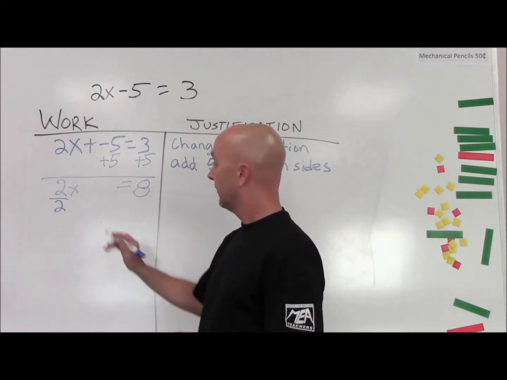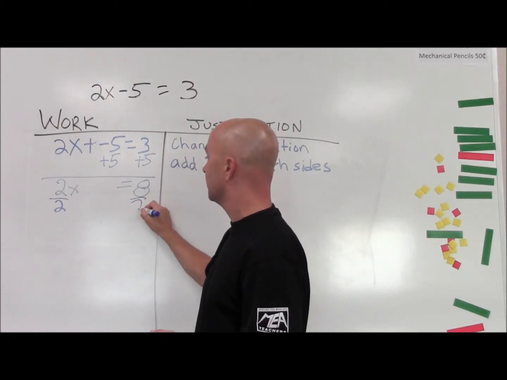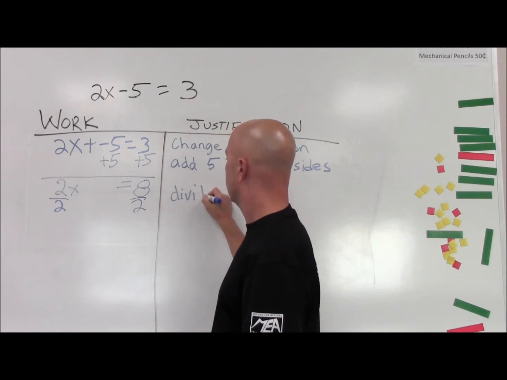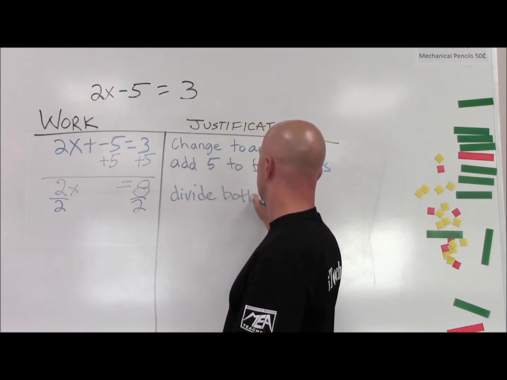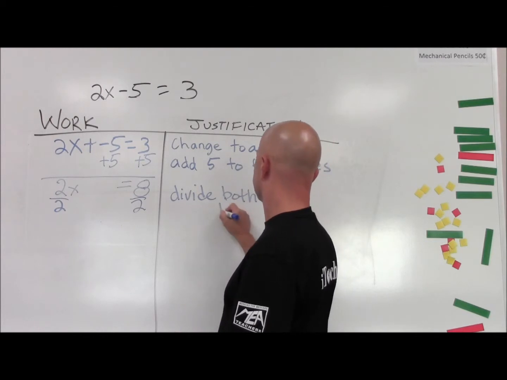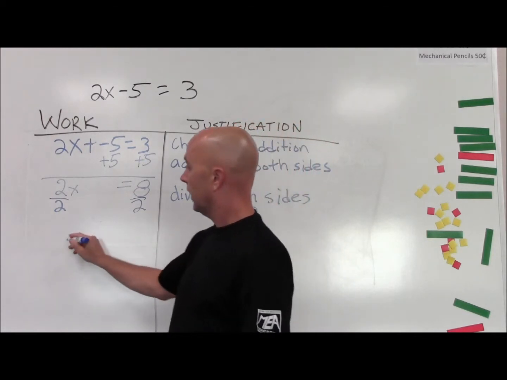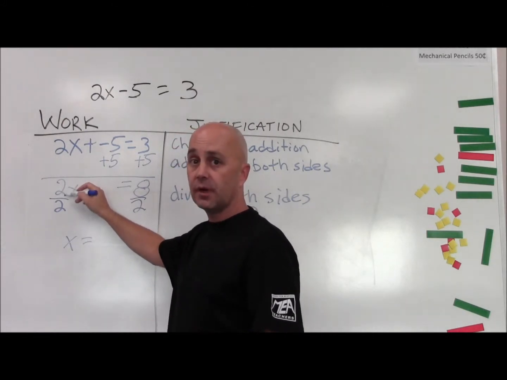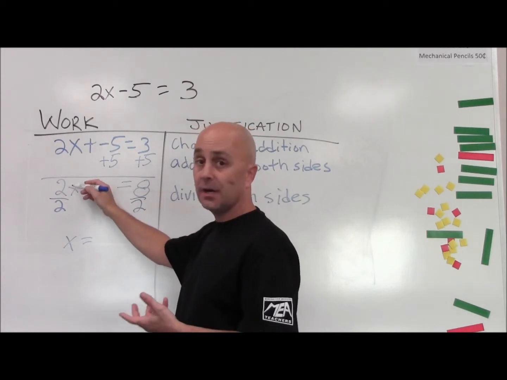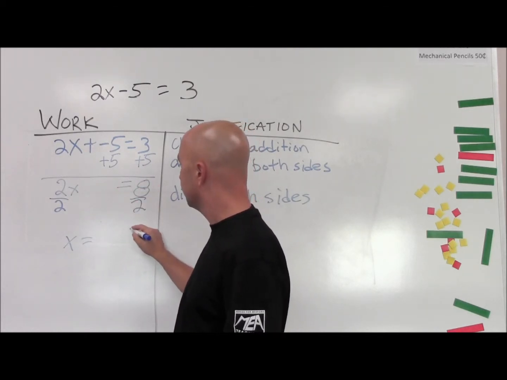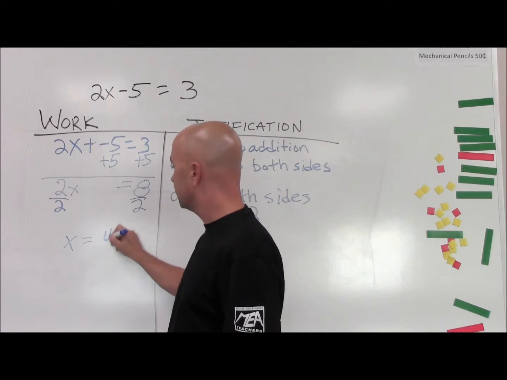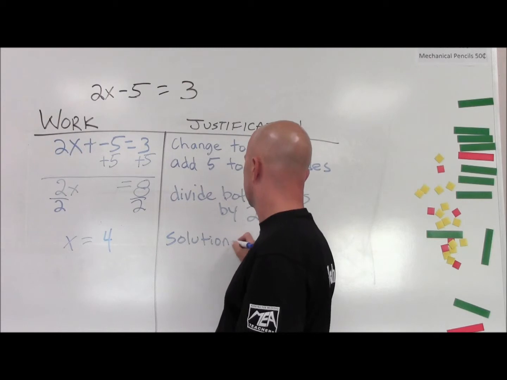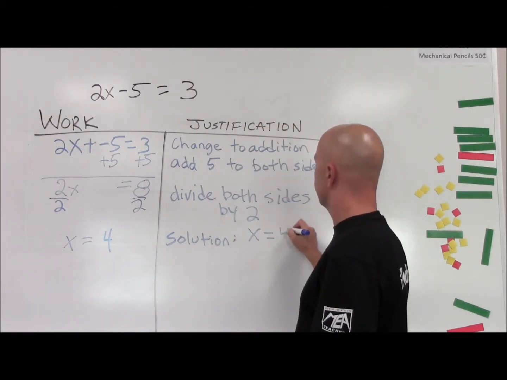Remember the rule though, if I divide one side by 2, I've got to divide the other side by 2. So over here I'm going to write down: divide both sides by 2. Now I get down to x here. This is a fancy form of 1. 2 divided by 2 is just 1. 1x, or 1 times x is just x. 8 divided by 2 is 4. So my answer is x equals 4. So I write solution: x equals 4.